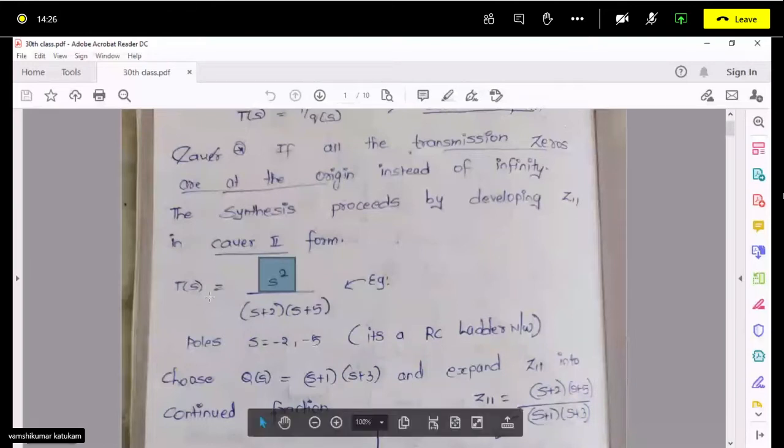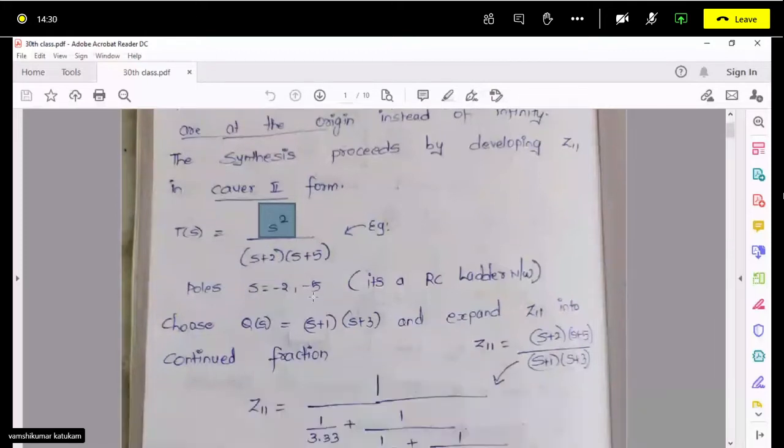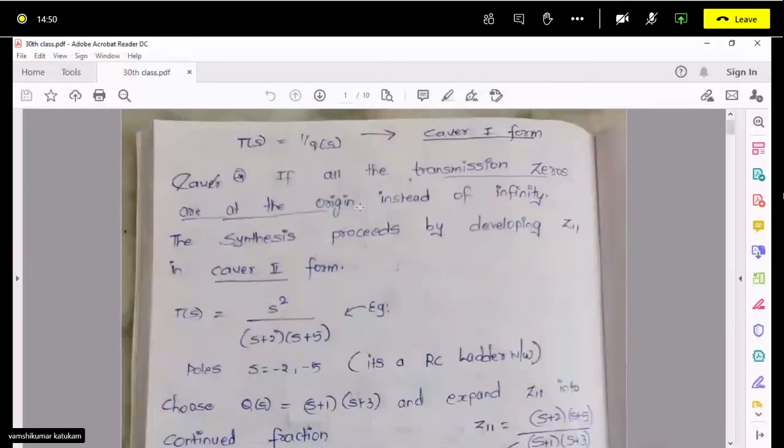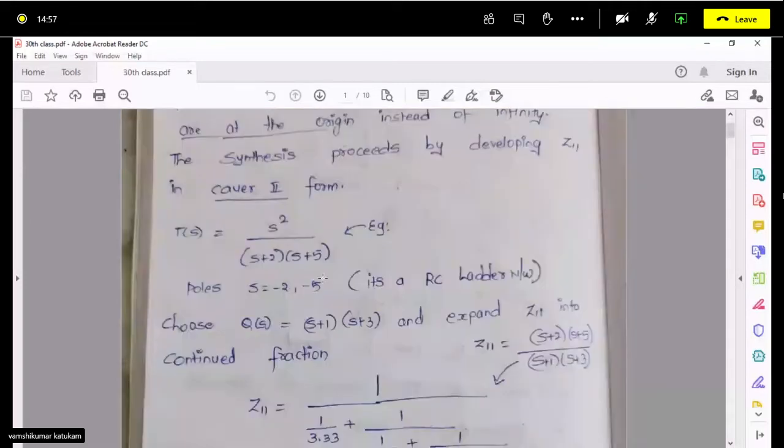Poles, you can see, s equal to -2. First we will confirm whether it is an RC ladder network or not. If the poles are negative, they lie on the negative real axis, so it is an RC ladder network. If you have this kind of function, that is s square, if all the transmission zeros are at origin instead of infinity, the synthesis proceeds by developing Z11 in KR2 form. KR2, not KR1.